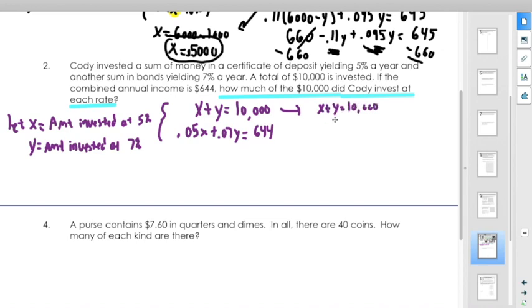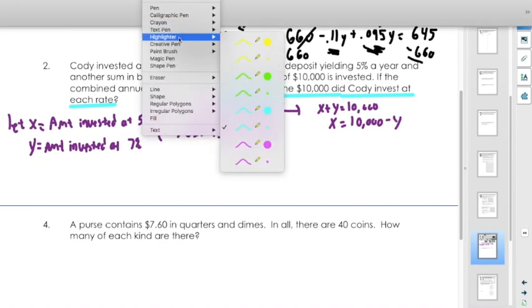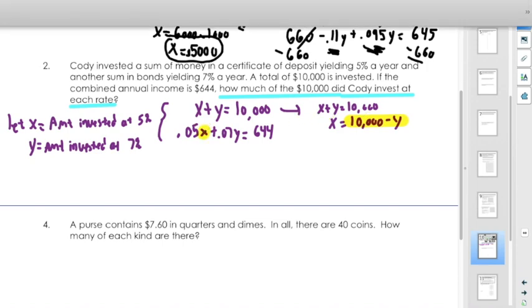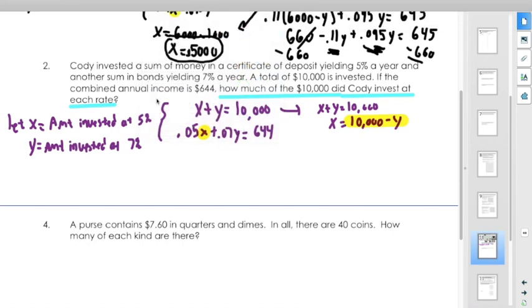Again, I'm going to try and get x by itself, so I'll subtract y from both sides. So 10,000 minus y is x. Okay? So now x is equal to 10,000 minus y. So let's put this x in for our second equation. Just like the last problem, go ahead and try, even if you want to pause this now, to solve this by substituting in 10,000 minus y for x. Or you can just follow along.